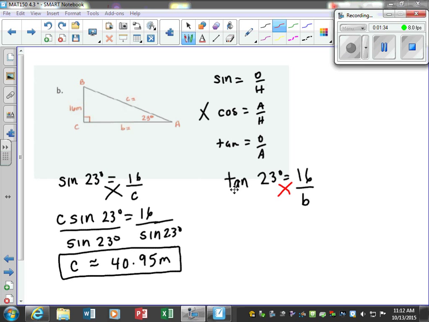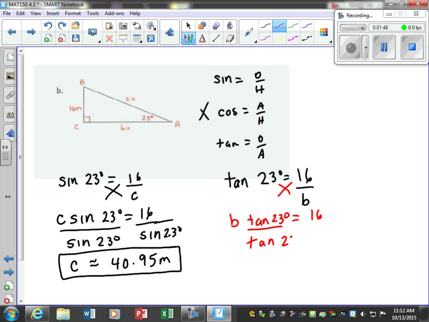Okay, so tangent of 23 equals 16 over B. Cross multiply. And then we're solving for B, so divide both sides by a tangent of 23 degrees. So B is approximately, put that in your calculator and check, 37.69 meters.